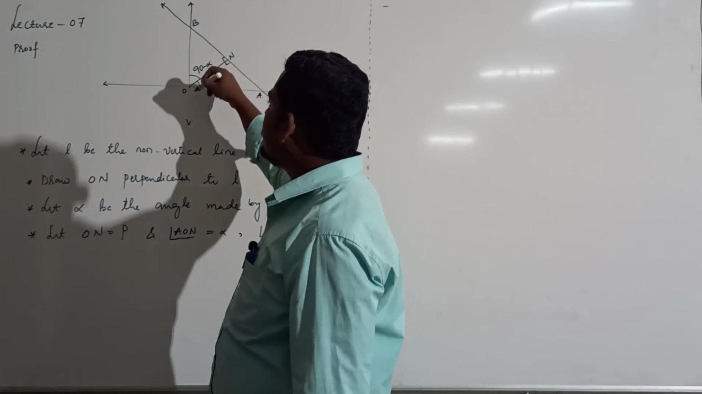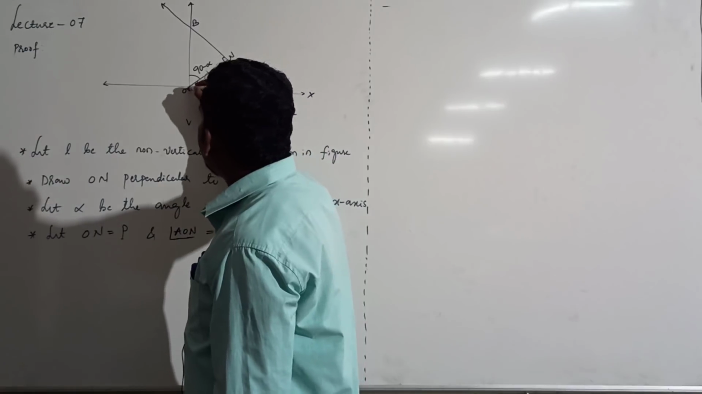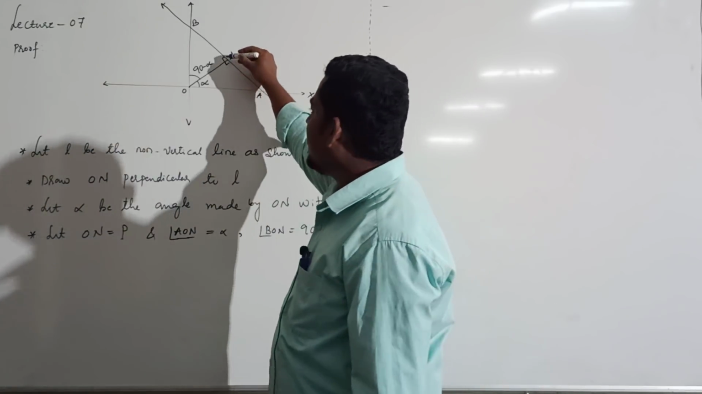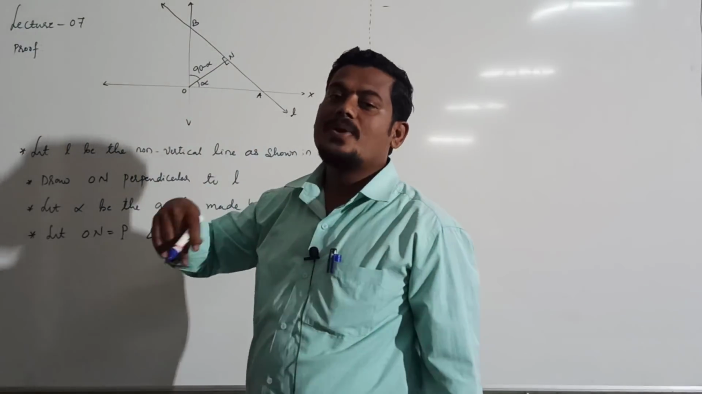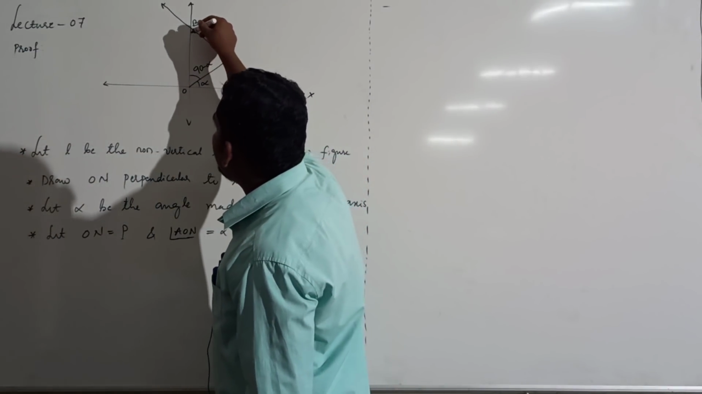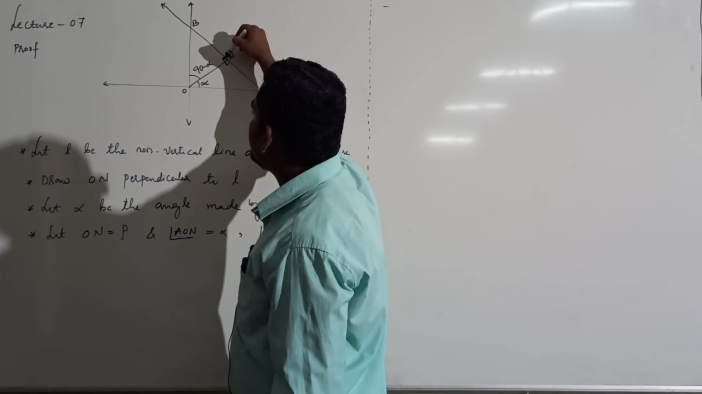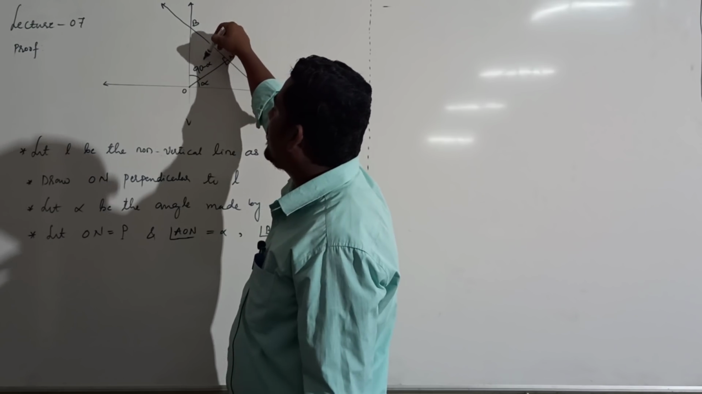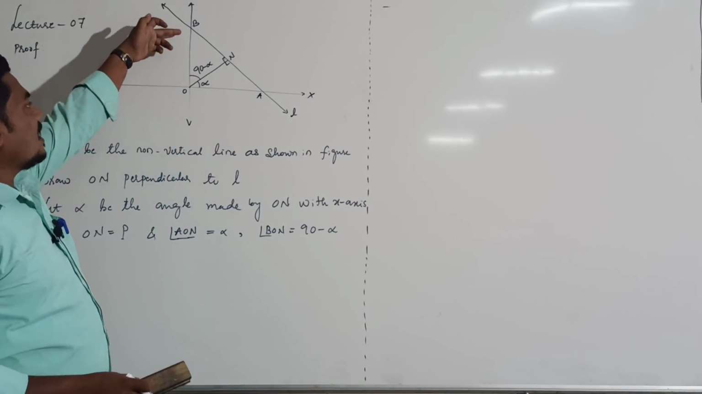Then can you tell me what is angle OBN? This angle is 90, this angle is 90 minus alpha. Then clearly this angle is also alpha. Why? Because the sum of interior angles of a triangle should be equal to 180. Angle B is equal to alpha, then only 90 plus 90 minus alpha plus alpha gives 180. Right now we don't want angle B.